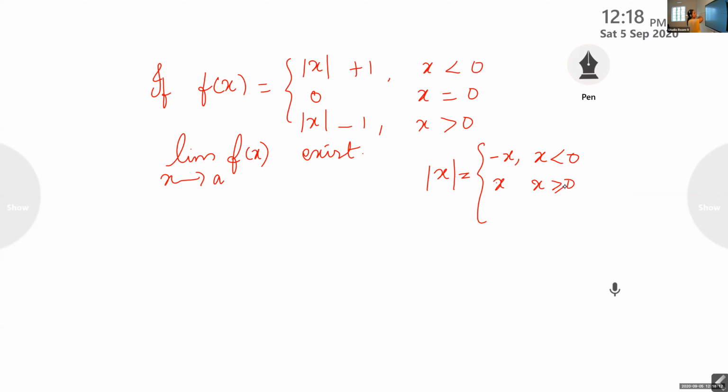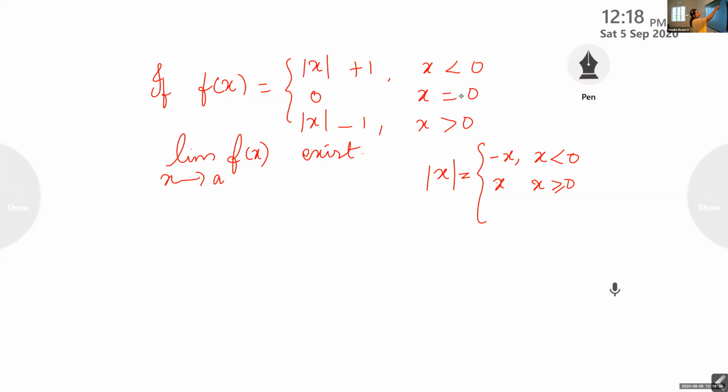Listen, children, this question is a different question. Here we are not asked to find the limit. Here what is asked? At which points will you be able to find the limits? For which values of x will we be able to find the limits? That is the question asked. So if a question is asked like this, what you have to check is at which point the function is divided, at which point the function is split.